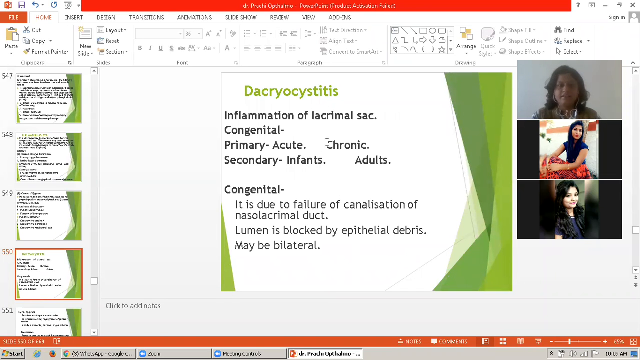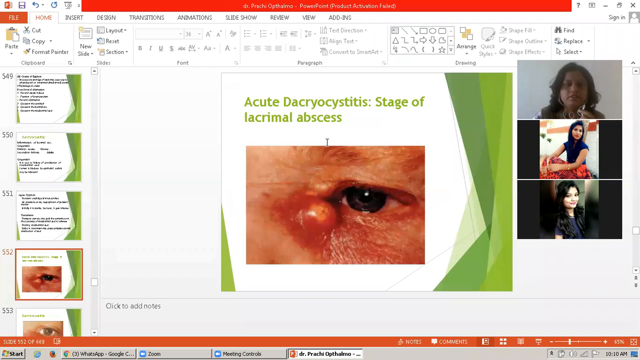And then we studied an important topic from the clinical point of view and exam point of view, that is dacryocystitis, the inflammation of the lacrimal sac. It may be congenital, that is primary, acute and chronic, and secondary dacryocystitis, that is mostly seen in infants and in adults. This is all about dacryocystitis.